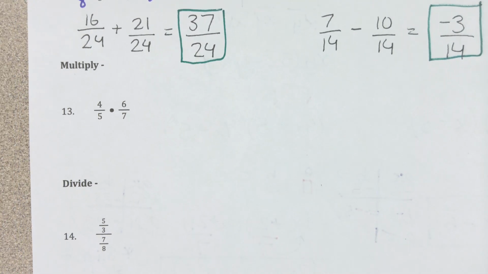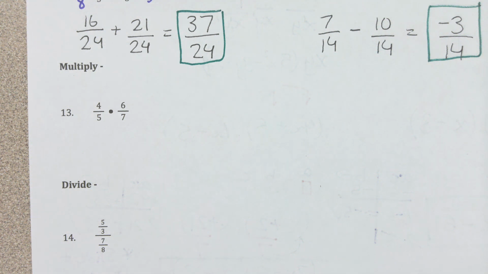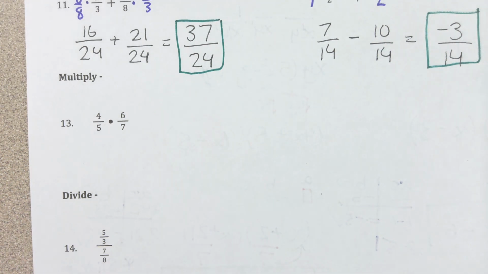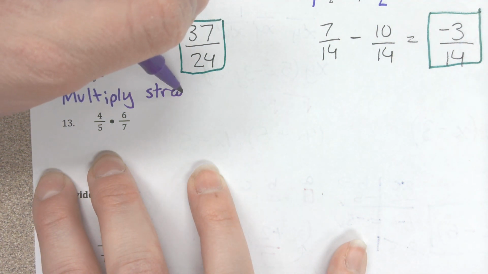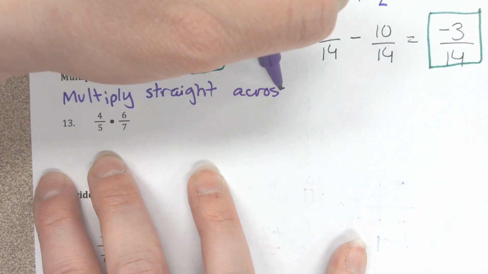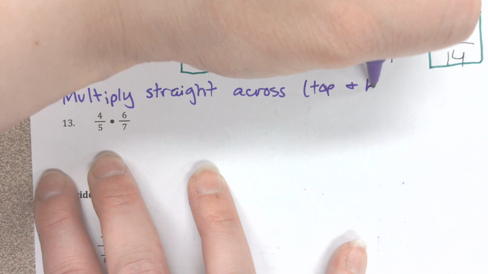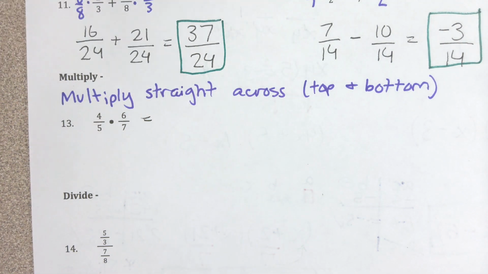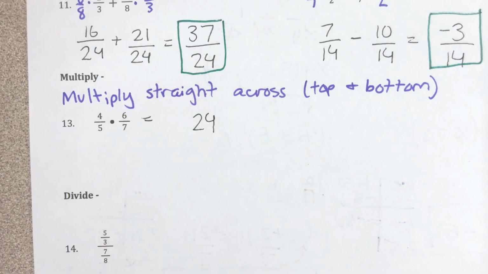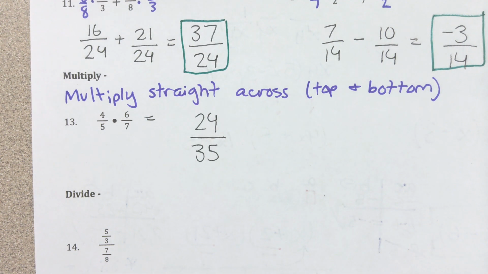Two more. Multiply. I've already given you a little peek at this. How do I multiply fractions? What's the procedure? You do across the top and bottom. Exactly. Multiplication is the one that can do pretty much whatever it wants. Multiply straight across, top and bottom. No common denominator needed. Don't get a common denominator. That's going to make your life harder. So let's do that. 4 times 6 is 24. 5 times 7 is 35. You can try to reduce. It's not reducible.